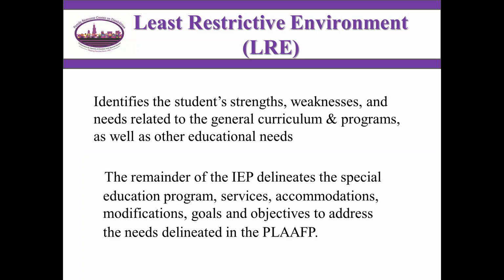It would talk about the present level of academic achievement and performance, and what goals we are going to set to help this child meet the general curriculum and stay in the general education classroom. So this is part of what least restrictive environment is all about: all the accommodations, all the services that are needed to help the child first stay in the general education classroom.